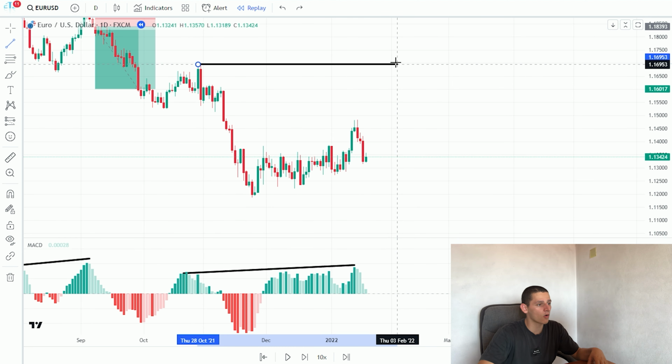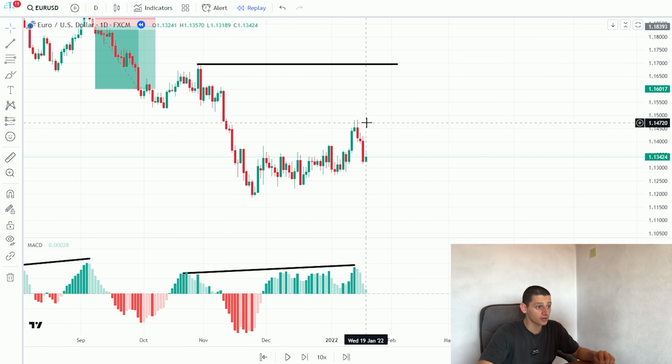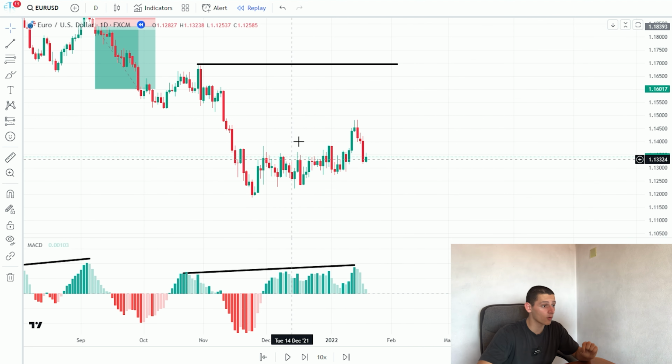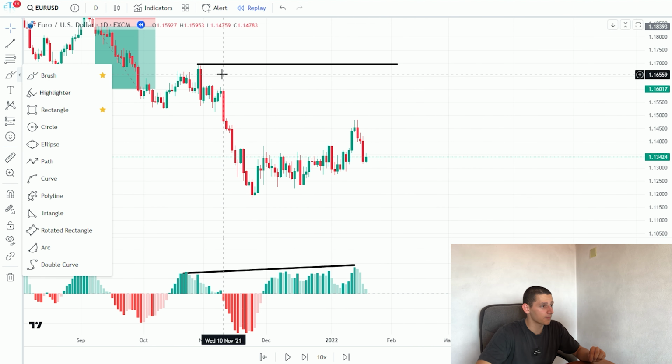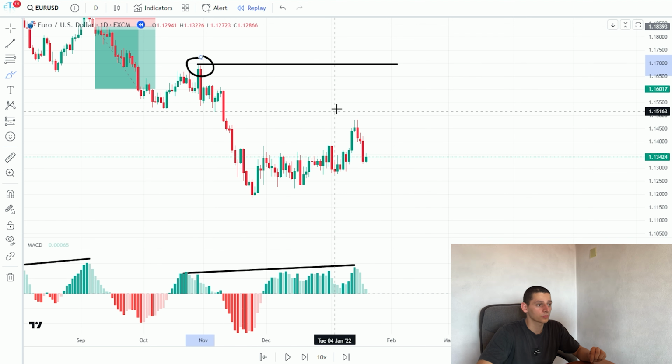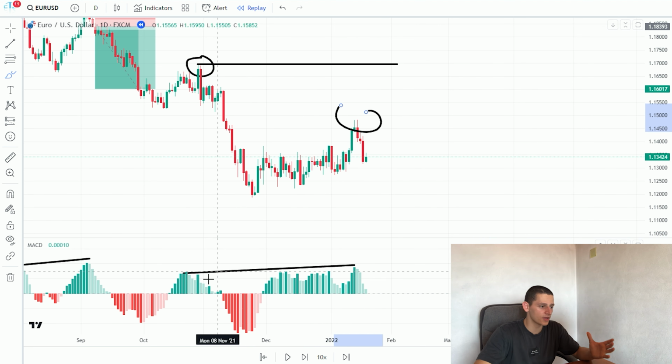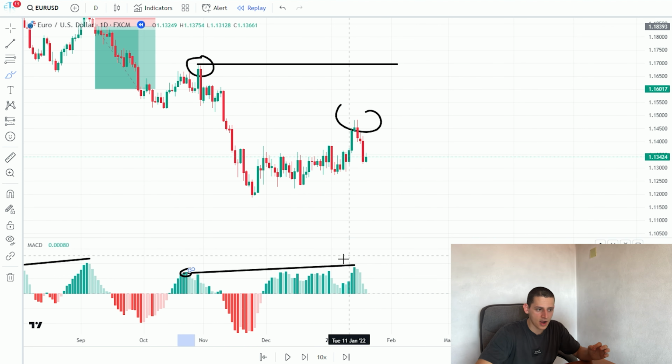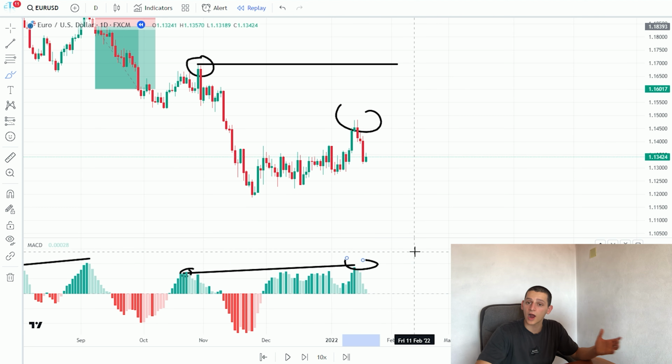This here is our last lower high, and this right here could be the next lower high, because the price makes a high, then a lower high, but the MACD data makes a high, then a higher high. This is a bearish hidden divergence.